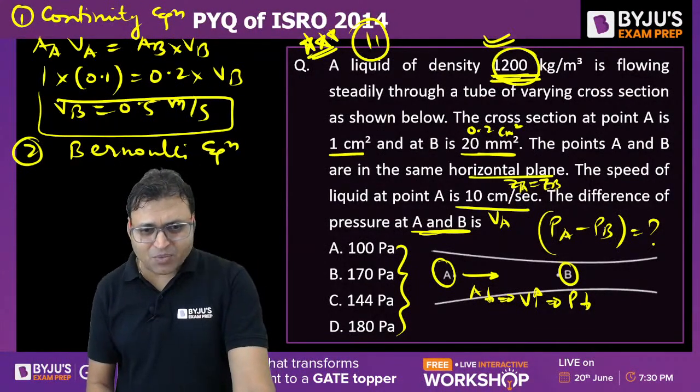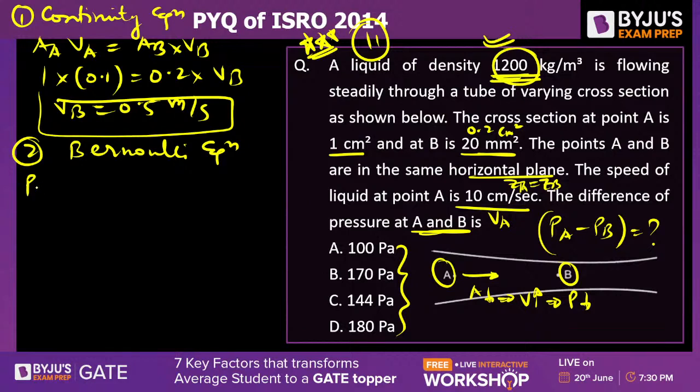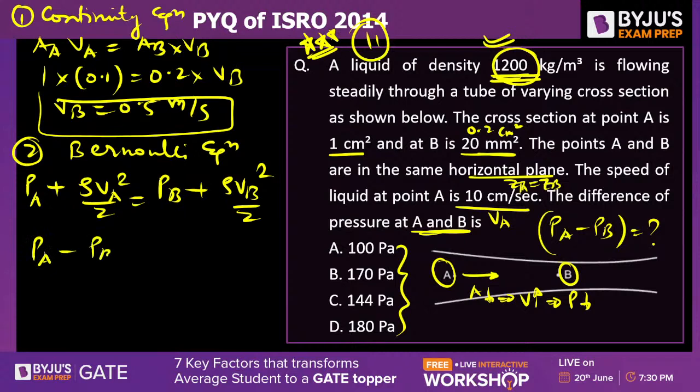Or we can write in terms of pressure directly. Can we write PA plus rho g ZA plus rho VA square by 2? Sorry, PA plus rho g ZA. ZA is equal to ZB. So PA plus rho VA square by 2 is equal to PB plus rho VB square by 2. So PA minus PB is simply rho by 2 into VB square minus VA square.